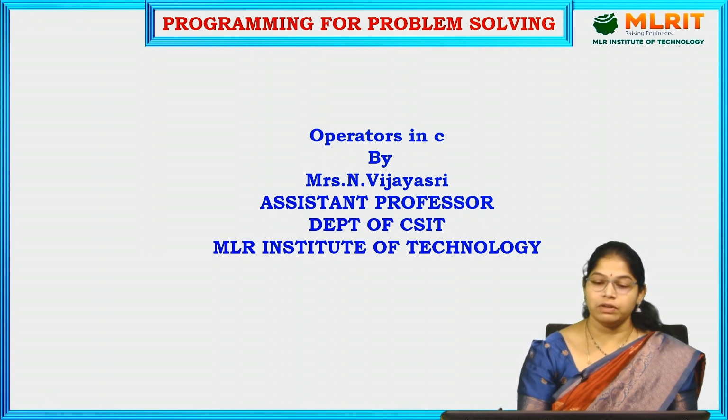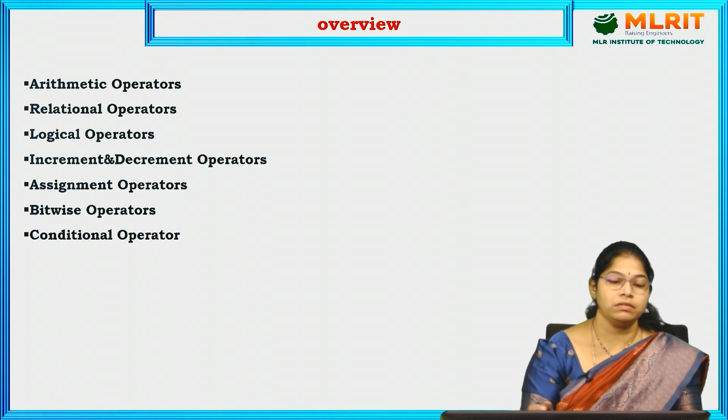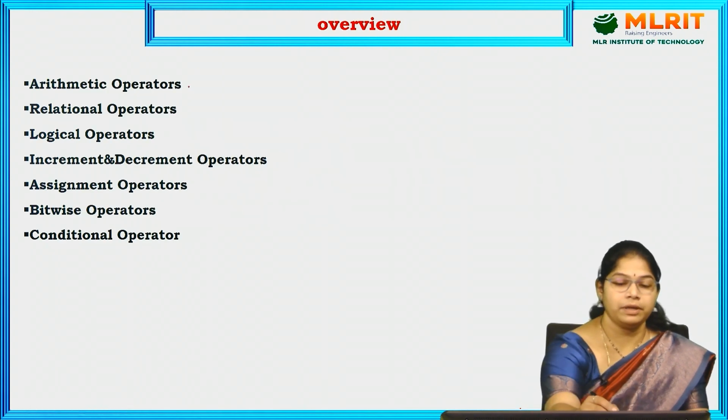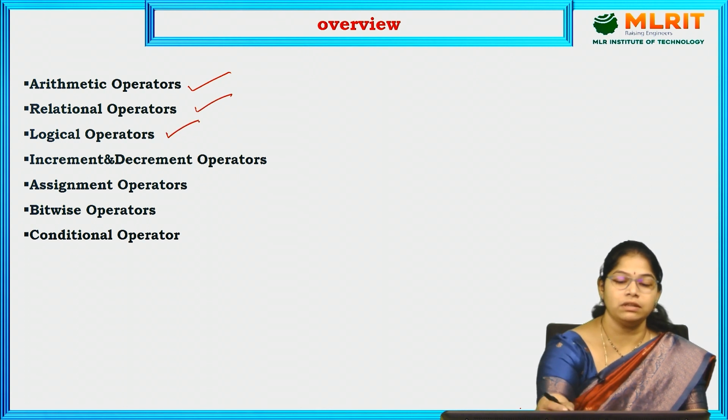In today's session, we are going to learn about operators in C. Overview of this session: the operators are classified into arithmetic operators, relational, logical, increment and decrement operators, assignment operator, bitwise operator and conditional operator.